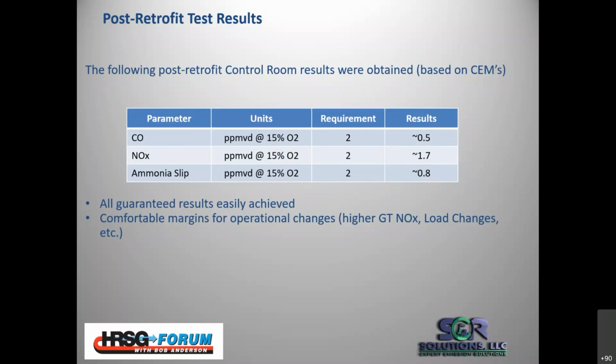And the plant took it upon themselves to make some operational changes to increase the NOx coming into it. So they were going through a lot of economics to figure out what was the best way to do this. But this gave them a tremendous amount of flexibility, and they were pretty happy with the results.